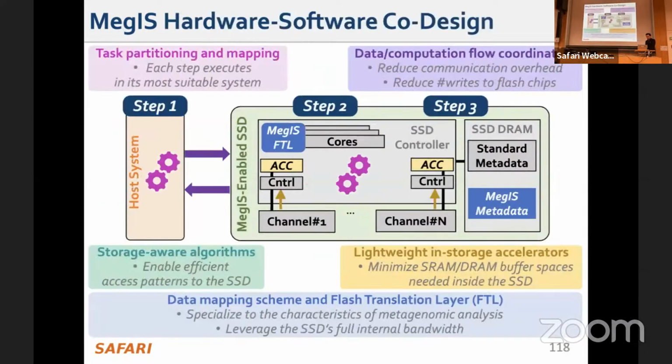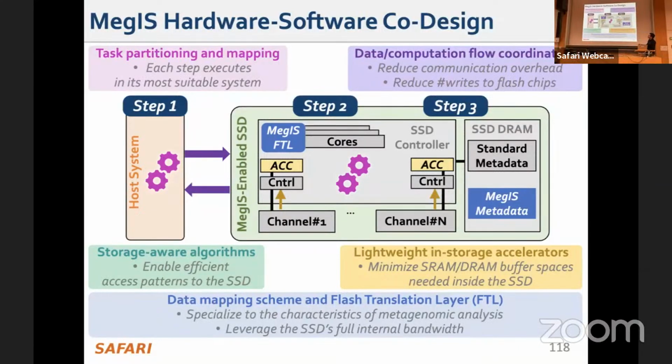Knowing this, what we realize is that you don't necessarily have to use the SSD for the entire operations in metagenomics. For example, you can process the input data, which is your reads. You can extract the k-mers. You can sort them, because sorting is not necessarily cheap to do in the SSD. So you can do all these computations in your host system. You can prepare the data. Then once you prepare the data, you can send it to your Megis-enabled SSD.